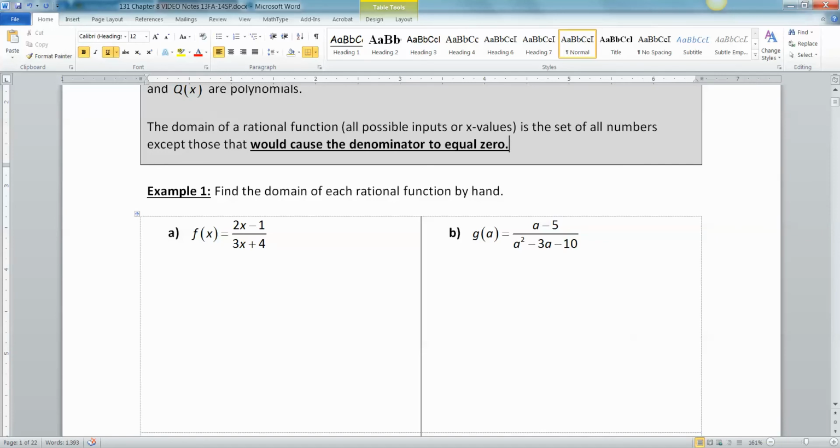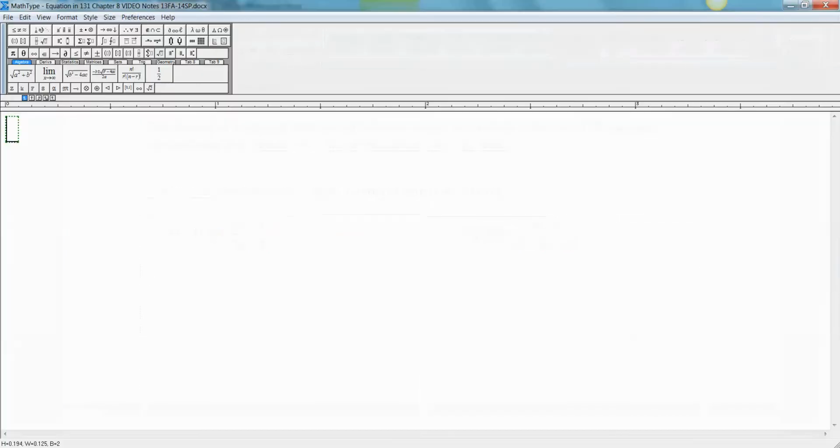Okay then, so let's look here. We have this function f of x equals 2x minus 1 over 3x plus 4. To figure out the domain, what I first need to figure out is what I cannot have in my denominator. So I have 3x plus 4, and that cannot be equal to 0. That would be terrible. That means 3x, I'm going to subtract 4 from both sides. You treat a not equal sign just like you treat an equal sign, right?